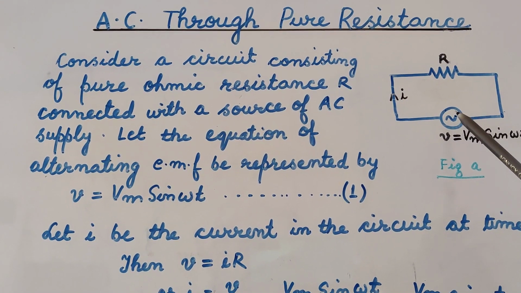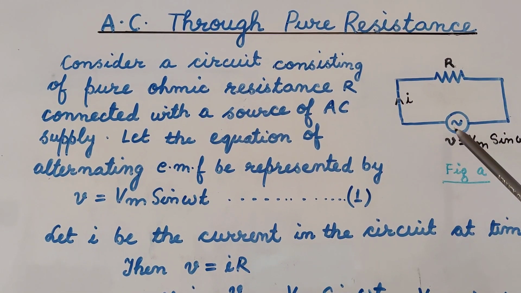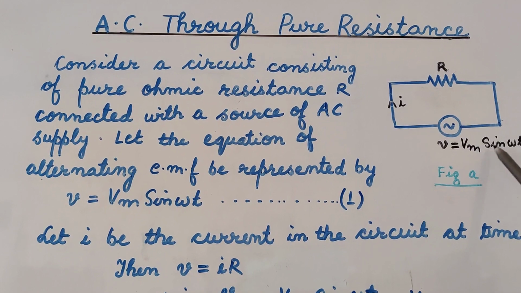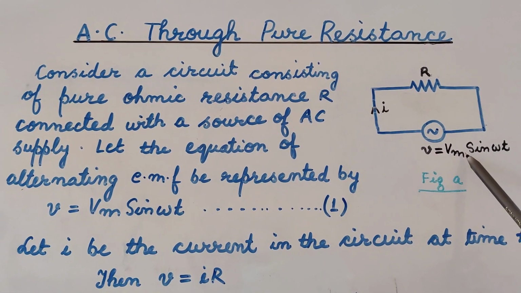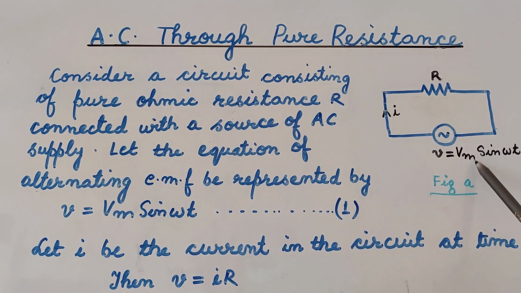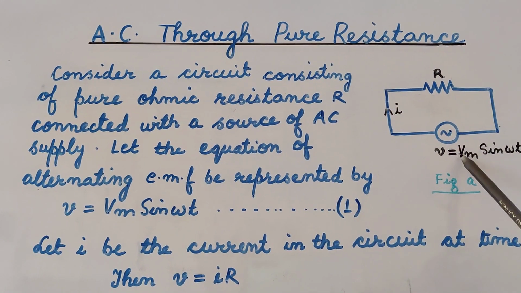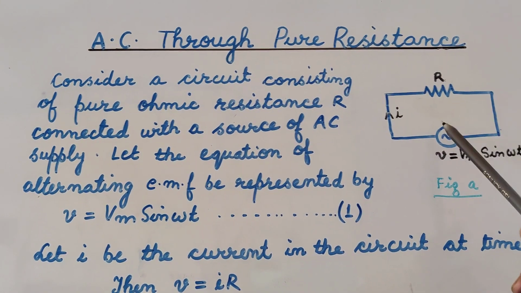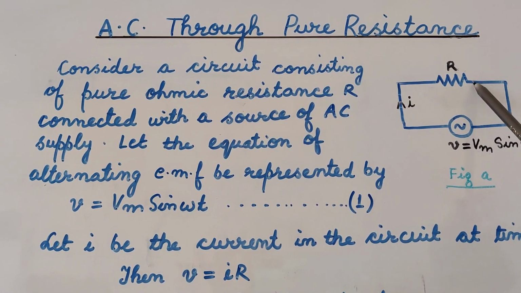And let us suppose that the equation of the alternating EMF is represented by small v equal to capital Vm sine omega t, where Vm is the maximum value of the alternating EMF or the alternating voltage. So we are giving this voltage supply to a circuit which consists of a pure resistance whose resistance value is capital R.